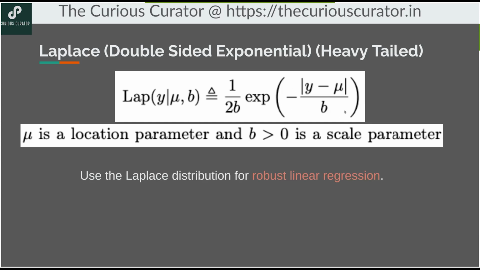So this is how the Laplace looks. It has an absolute value thing. It doesn't have a square thing. That's the only difference. It has two parameters, mu, which is the location, and v, which is the scale.